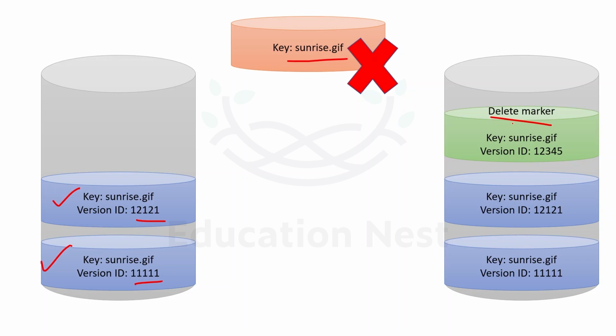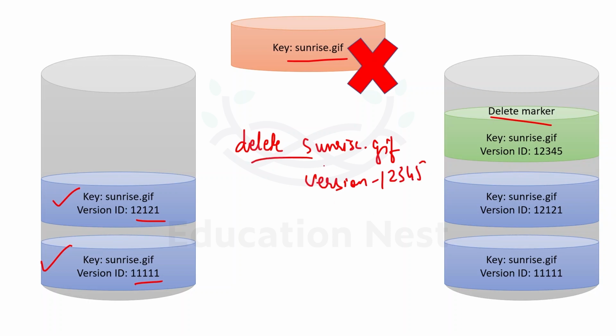So what if you want to permanently delete this object? Then I have to say delete sunrise.gif with version ID 12345. If I just put this kind of command, then this would be permanently deleted. Right? So this is the concept of versioning over here.